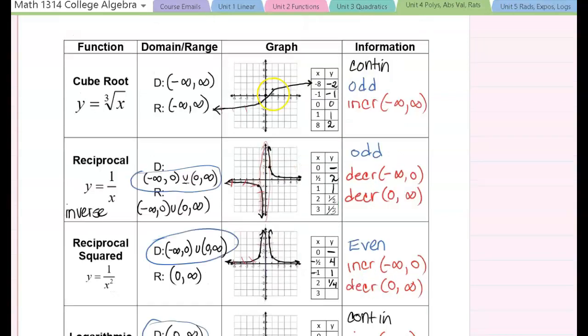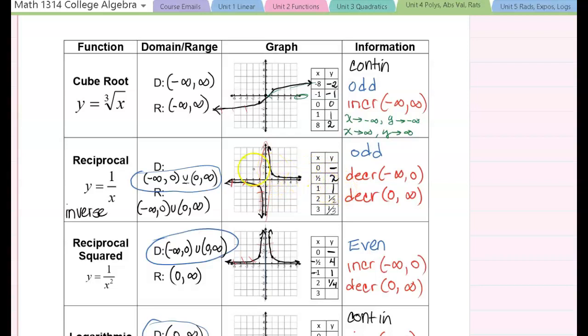Let's continue. For cube root, we can see as x goes to negative infinity, our y values are going lower and lower and lower. Hard to tell in this graph, but what we find is that as x goes to negative infinity, our y values are also going to negative infinity. And if we go to the right, we can see that as x goes to positive infinity, our y values are also increasing. So as x goes to infinity, our y values go to infinity.